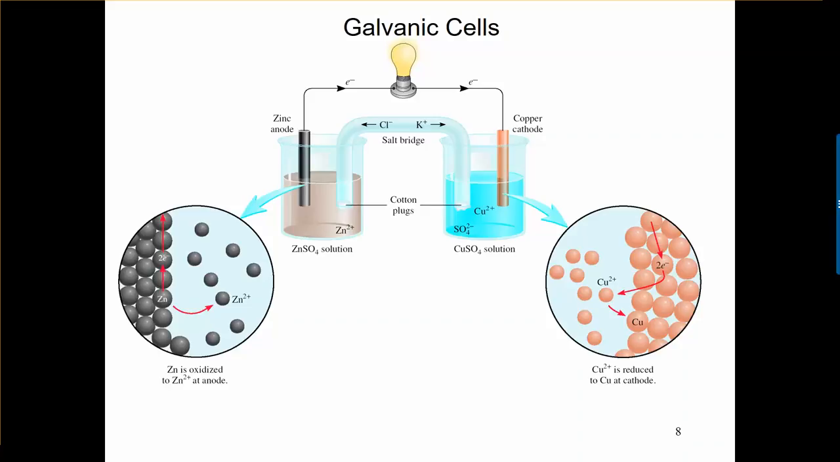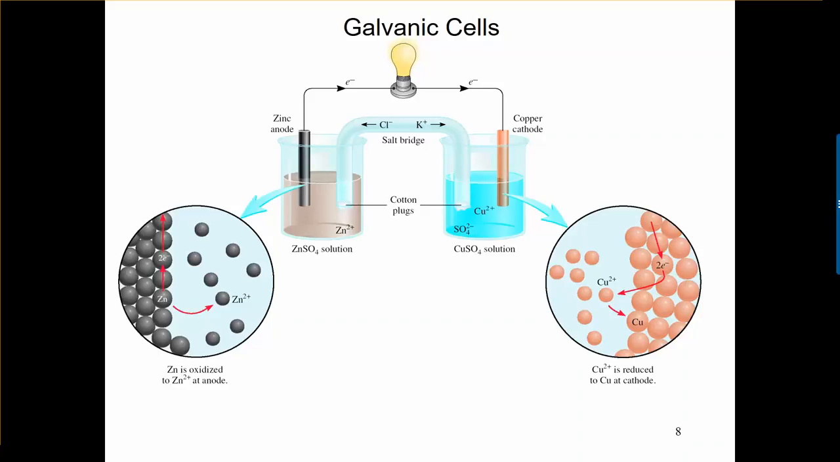So here we see zinc, and it's in a solution of zinc sulfate. So this is the zinc bar, and here is a copper bar. So we have a zinc metal and a copper metal. And this copper is in a solution of copper sulfate. So here we have zinc ions, and here we have copper ions. Here we have solid copper, here we have solid zinc.